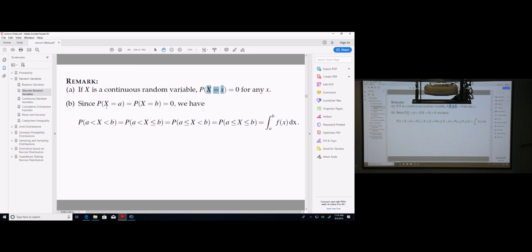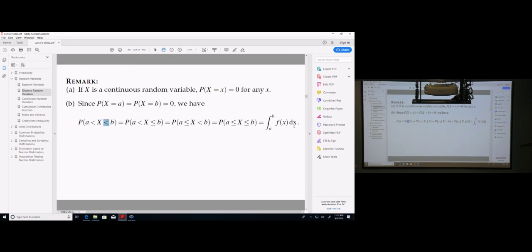Similar reasoning holds for the probability of X equal to b. So what it means is that whether you think of excluding a and excluding b, or excluding a but including b, or the two other possibilities, it doesn't really hurt. It will give you the same number. So you don't need to pay attention to whether it is strictly less than or less than or equal to. Similarly for this inequality. All of this will be given by this integration here.